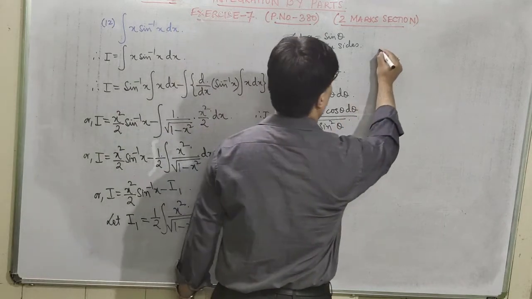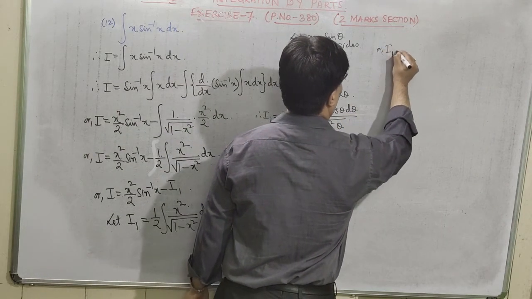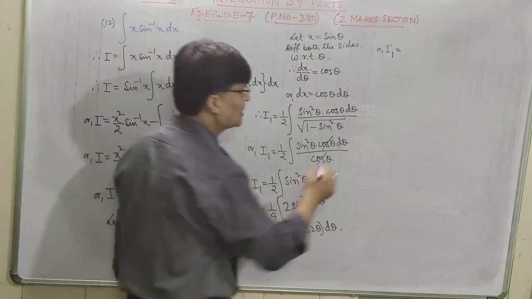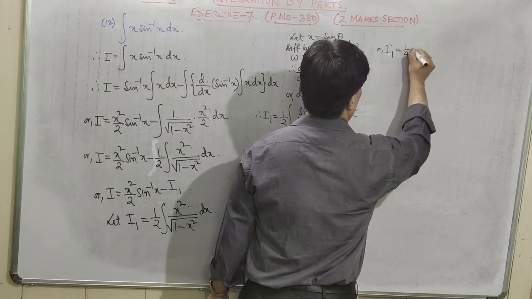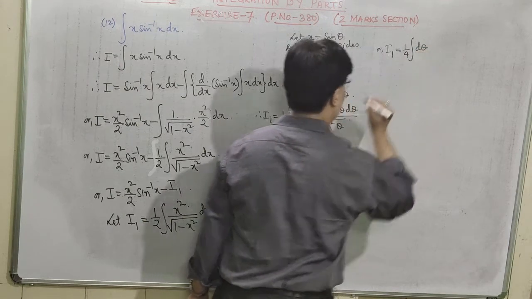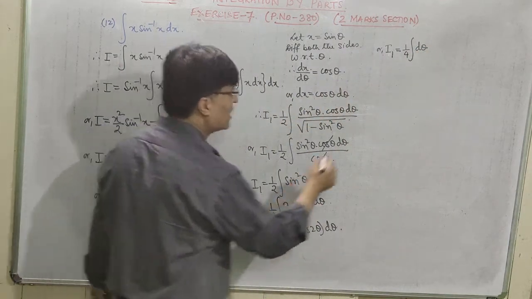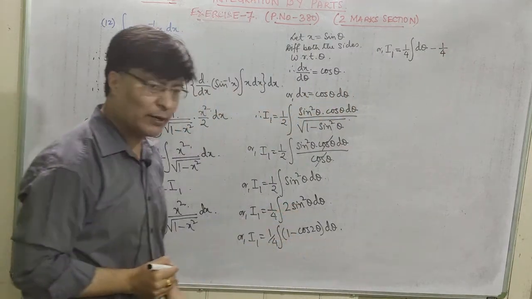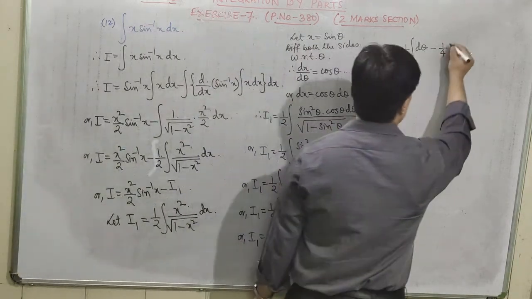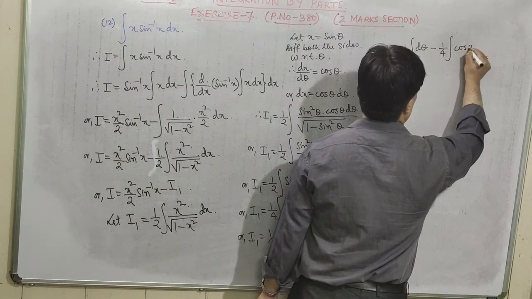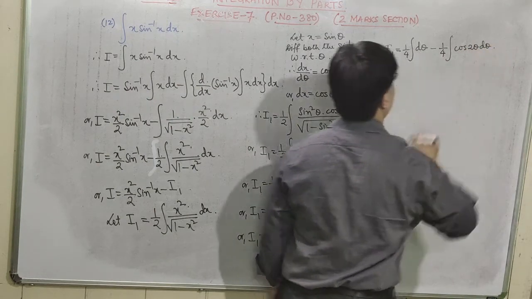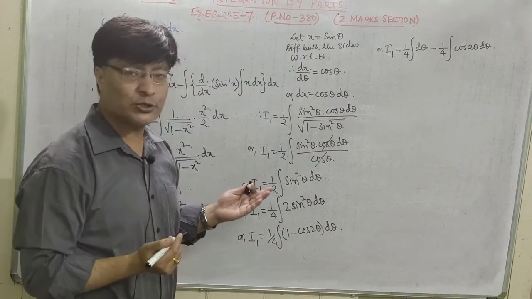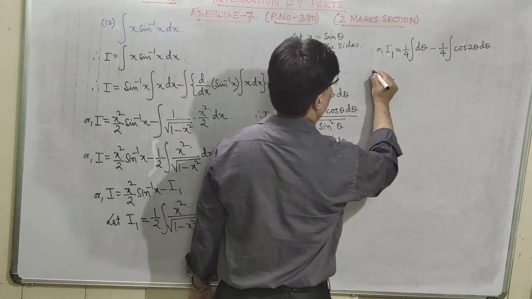So what is I1 now? I1 is equal to, let us separate the term: 1/4 integral d theta, then minus sign is there, minus 1/4 integral cos 2 theta d theta. Is that clear to all of you? So you have understood it. So let us integrate it.